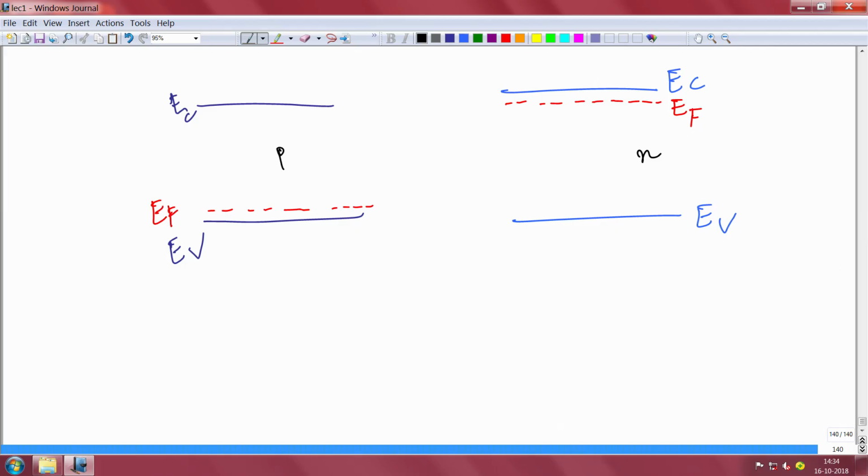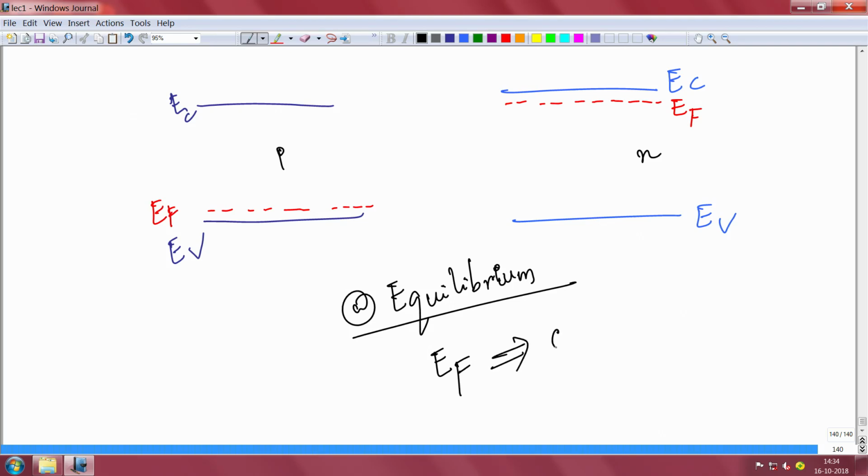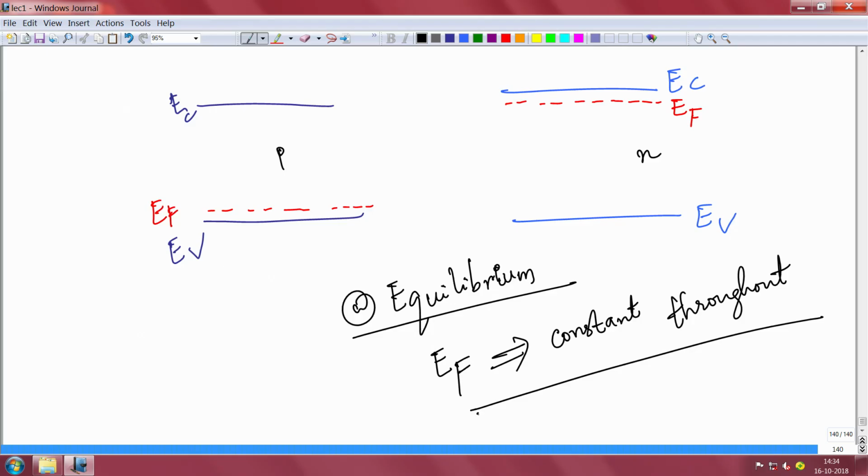the thing that we should keep in mind is that at equilibrium there will be no current flow, right. If there is no current flow, then the Fermi level EF will have to be constant throughout. If there is equilibrium and there is no net current flow, then the Fermi level has to be constant throughout, because any slope in the Fermi level, any gradient in the Fermi level means it is not equilibrium, current is flowing.